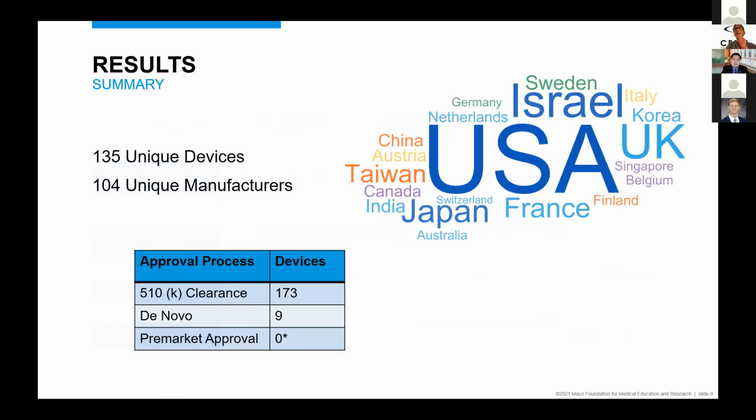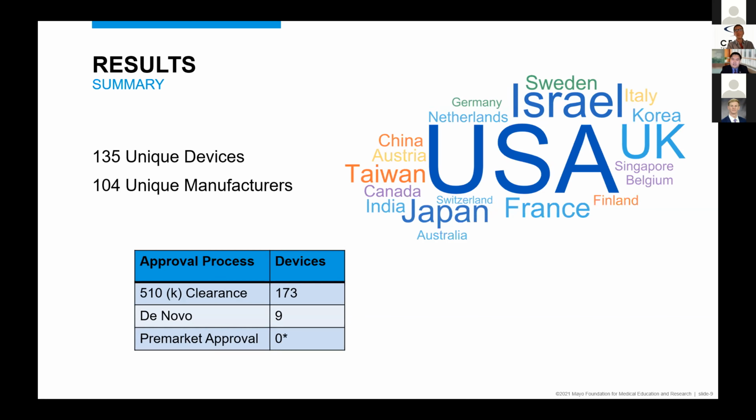So these 182 summaries constituted about 135 unique devices from 104 unique manufacturers. And most of these are from the United States, Israel, and the United Kingdom. One thing to keep in mind is that the vast majority, that's 173 of these devices, were approved through the 510(k) clearance, and this was expected. Nine were approved through de novo, and we virtually found none that was through the pre-market approval process.